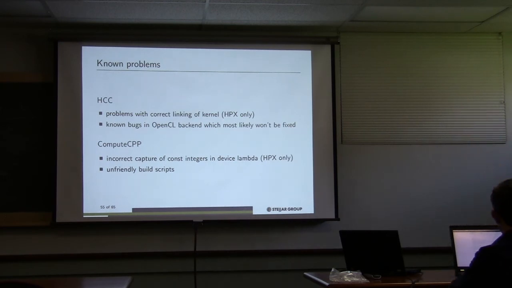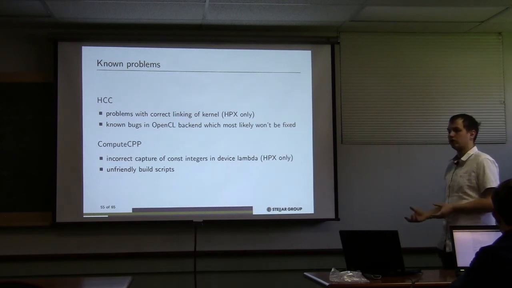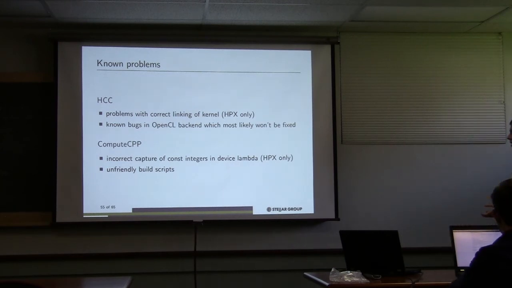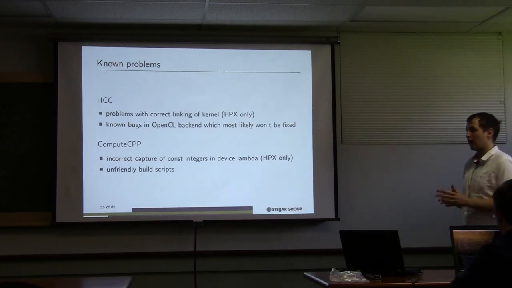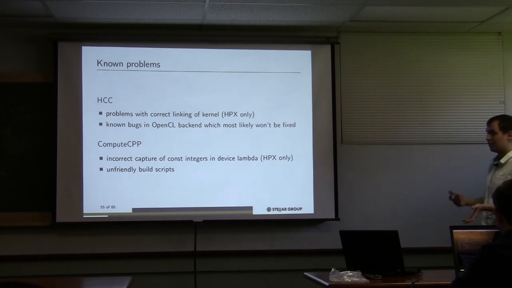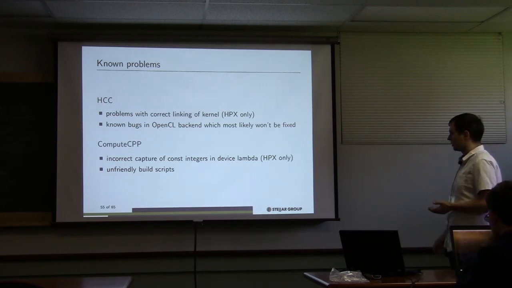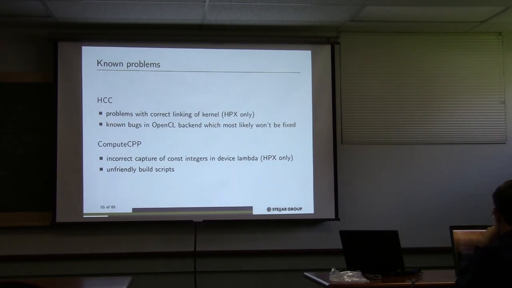Right now, we cannot use the chunk size, because for the chunk size, we have to capture an integer inside a lambda. We cannot do it because the value will be incorrect. Also, it's a problem which happens only in HPX. We can perfectly capture a functor, a lambda, and a buffer accessor, but we cannot capture an integer. I have no idea why. I cannot repeat this outside HPX. Again, the bug is still somehow being processed by the developers.